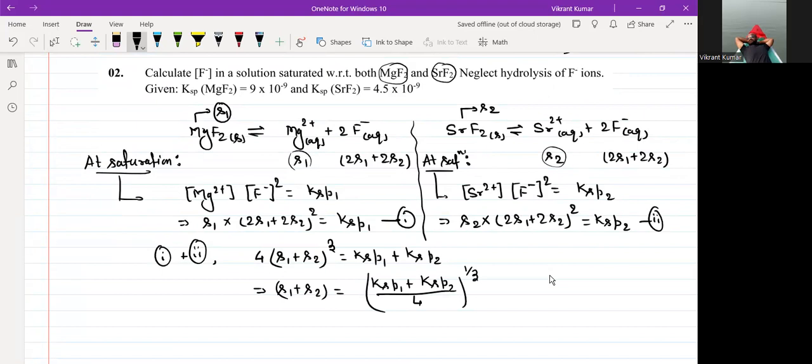Last time we got (Ksp1 + Ksp2) raised to half. This time I am getting (Ksp1 + Ksp2)/4 raised to 1/3. Sir, in AB2 type salts, it was 4s cubed, right? Yes, so last time we did Ksp/4 raised to 1/3. This time we are getting the summation of Ksp/4 raised to 1/3, and that is the value of S1 plus S2.